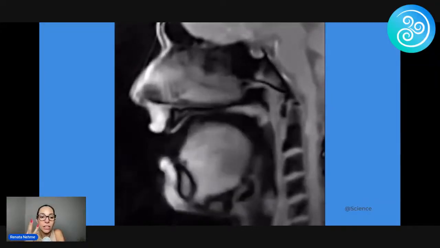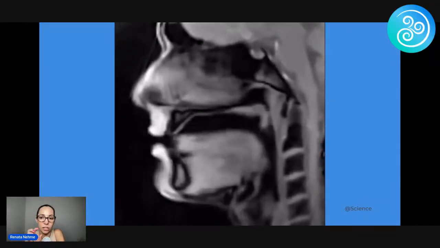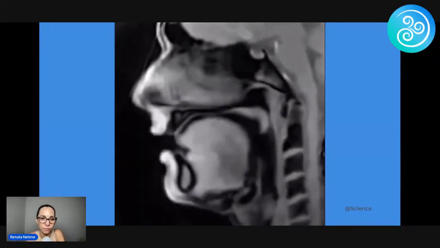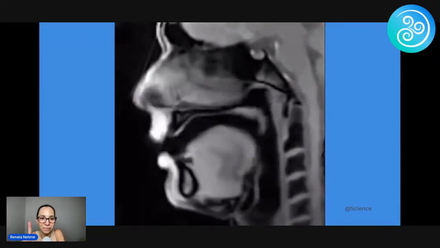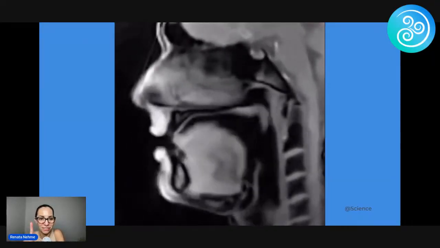So there's 3 major things right here that are going to impact your tongue function. So number 1, nasal obstruction.